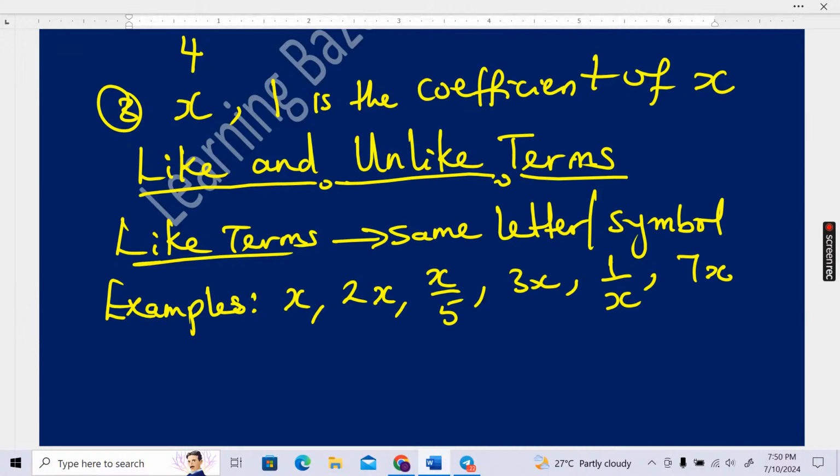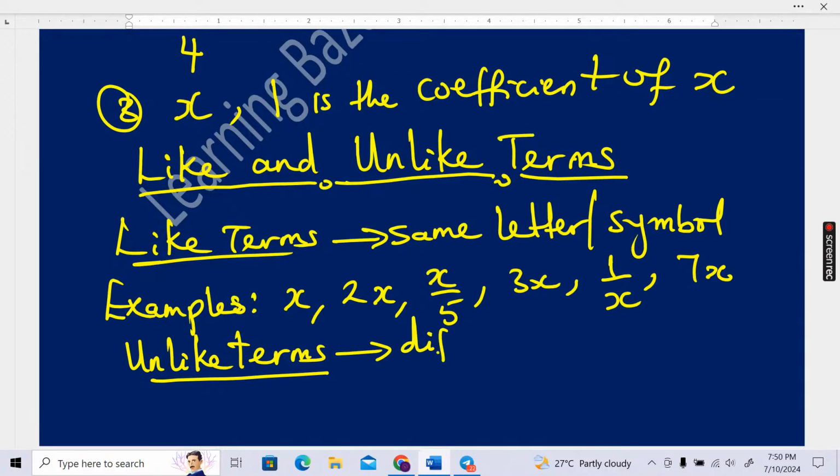Okay, so these are examples of like terms. Like terms are terms that look alike. They have the same letter or they have the same symbol. So these are called like terms. Now let's talk about unlike terms. Unlike terms are terms that have different letters. They don't look alike. All right? They have different letters or they have different symbols.